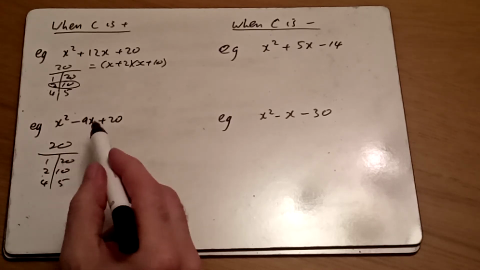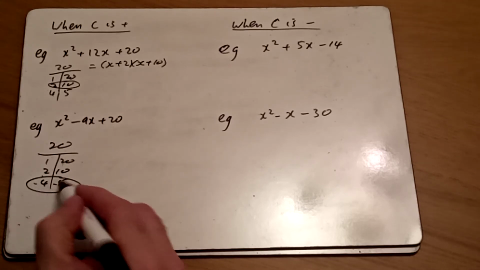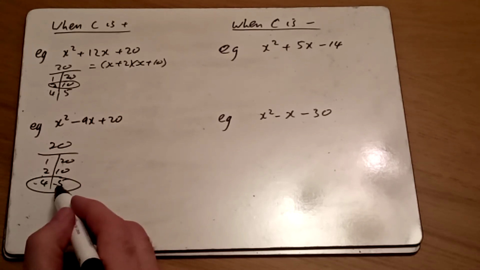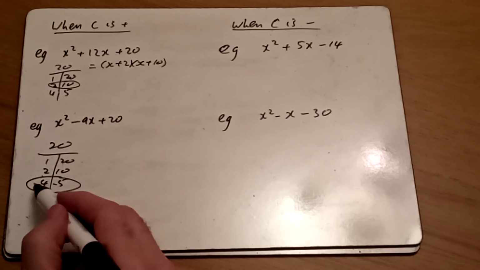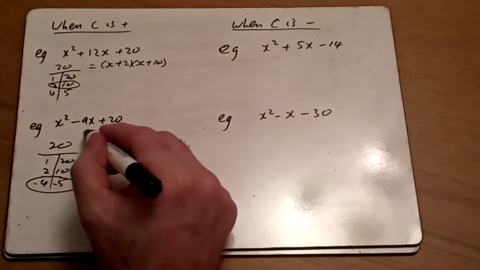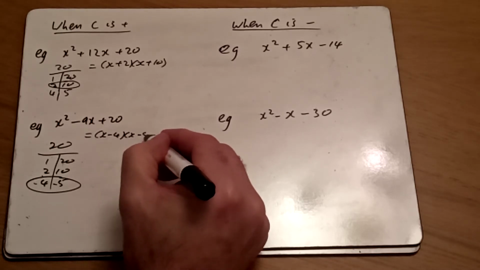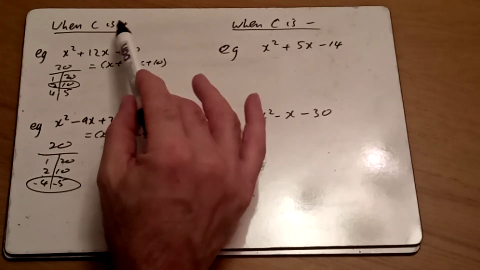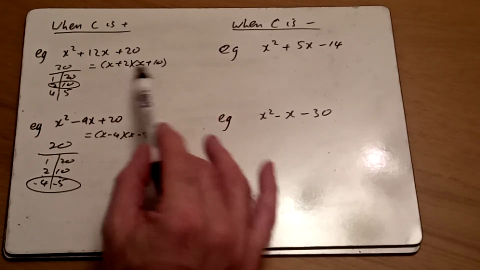The only way I'm going to get 9 from that is using the 4 and the 5. And in particular, when they are both minus, because minus 4 times minus 5 is plus 20, minus times minus is plus, minus 4 minus 5 is minus 9. So I can write the bracket as x minus 4 and x minus 5. So when the thing at the end, the constant is plus, the numbers in the brackets will have the same signs.